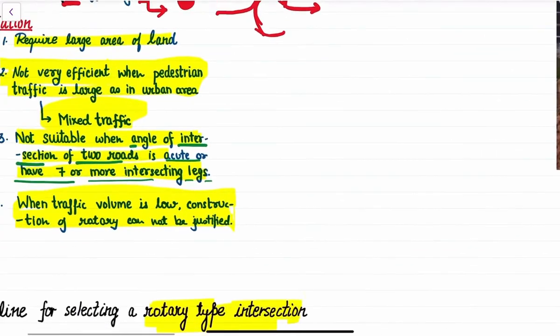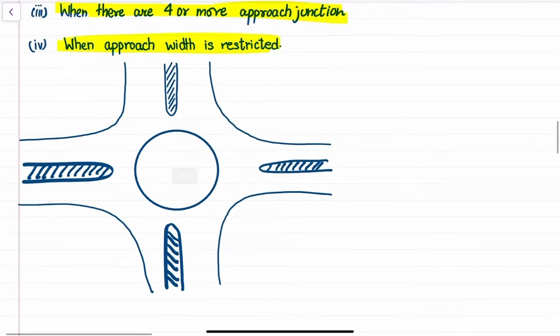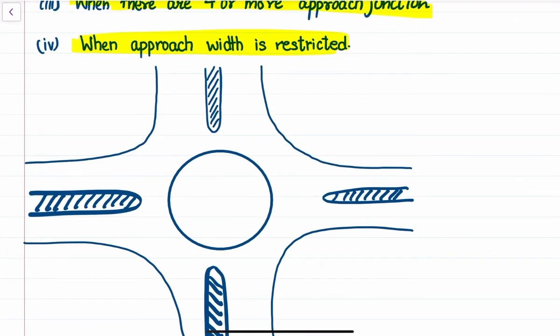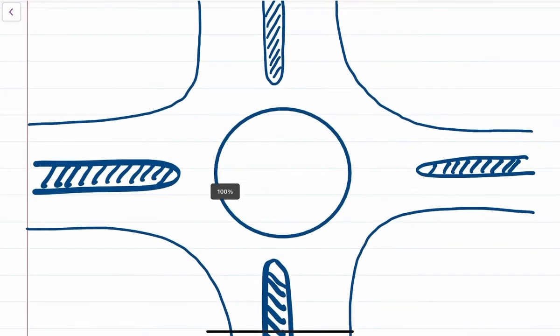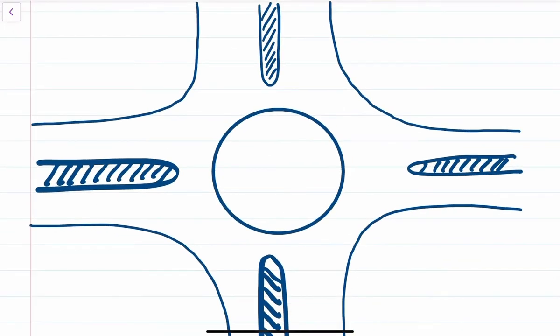So let us discuss through a diagram. Let's say this is our rotary. Now in this, this is the central island.